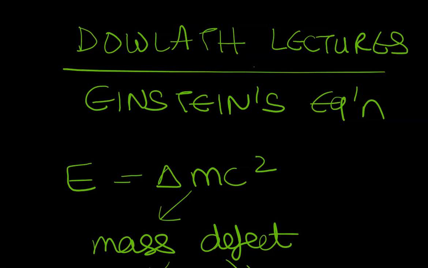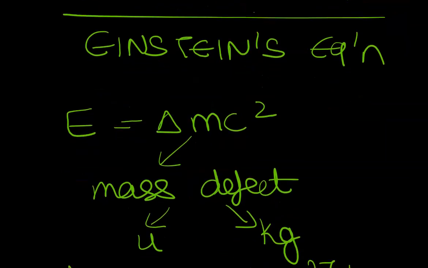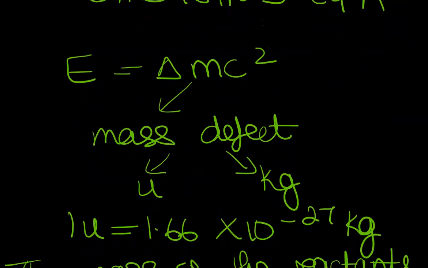Today I'll be focusing on Einstein's equation, and this falls under physics of the atom. So the equation that Einstein proposed is that E is equal to delta m c squared.